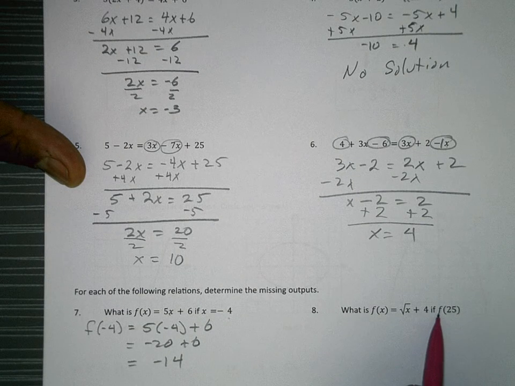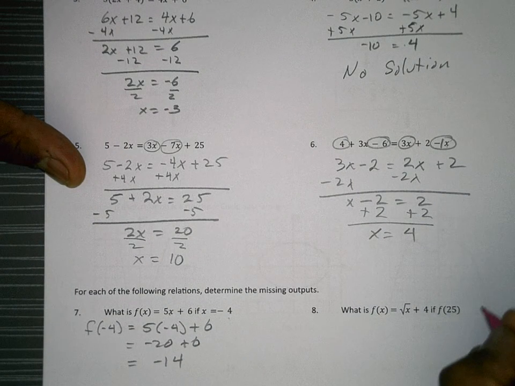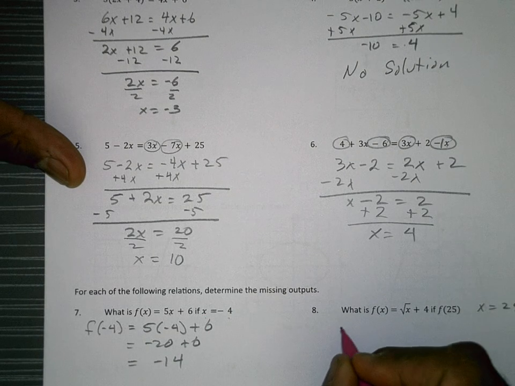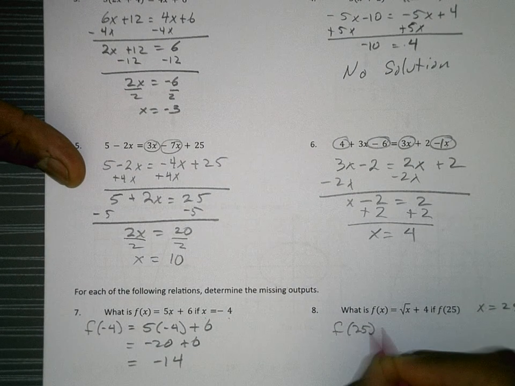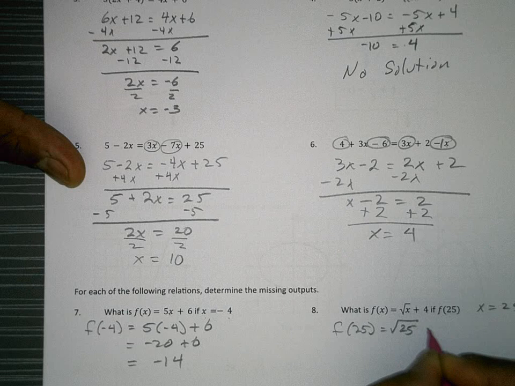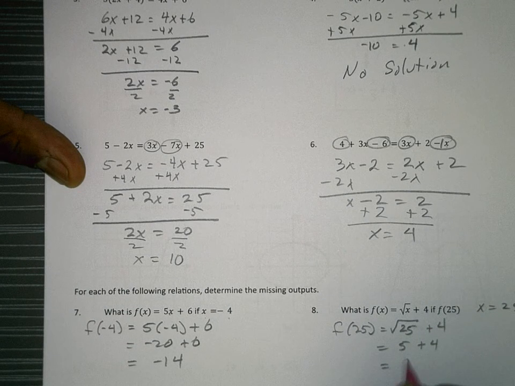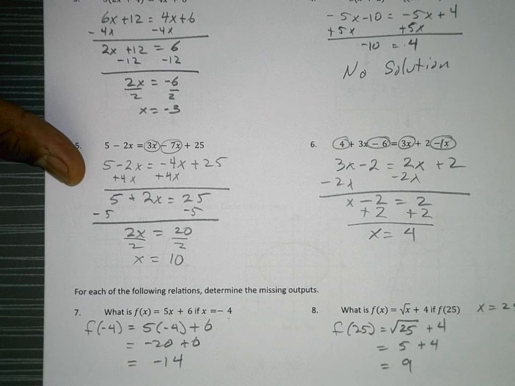So this is what is f of 25. That's the same thing as saying x equals 25, just like this question here. So we're looking at f of 25. Right, the square root of 25 is 5. The answer is 9.